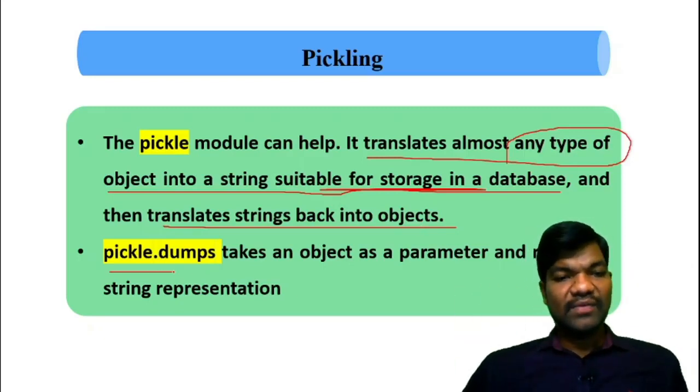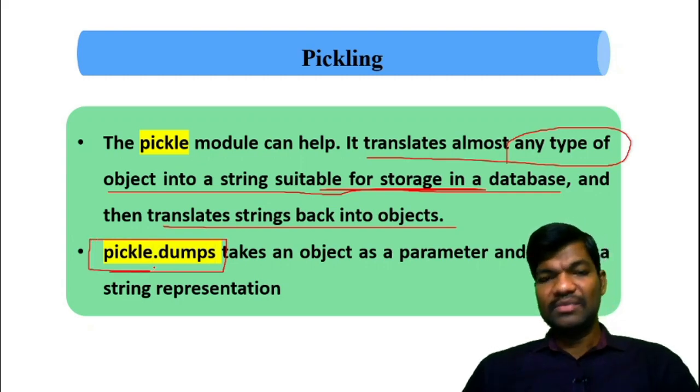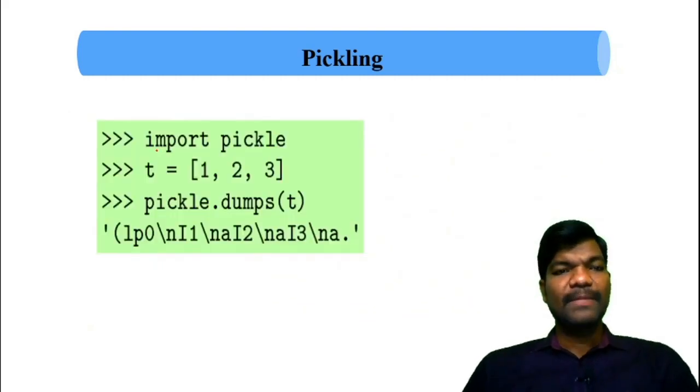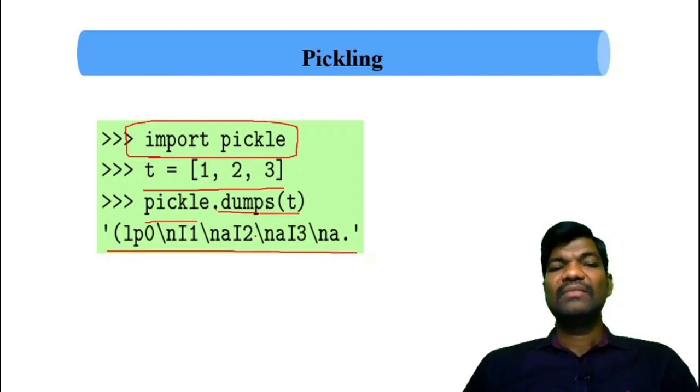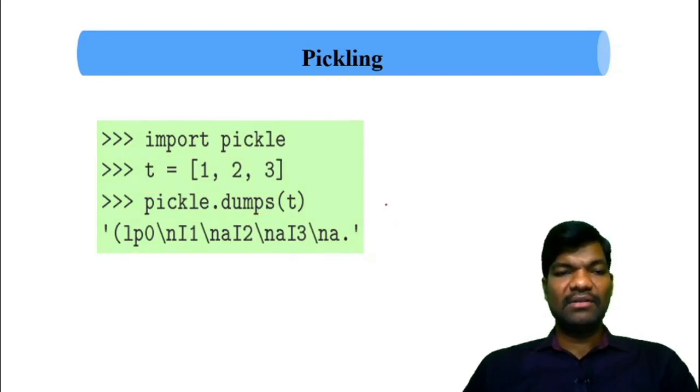We are using pickle.dumps. Let's check one example. Import pickle. We need to import pickle because it is a module. Take t equal to [1, 2, 3]. Then pickle.dumps of t will print like this. It is not in a readable format.